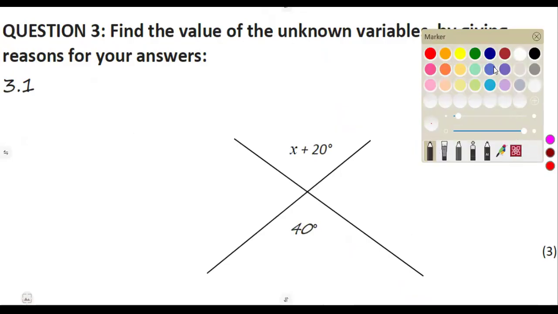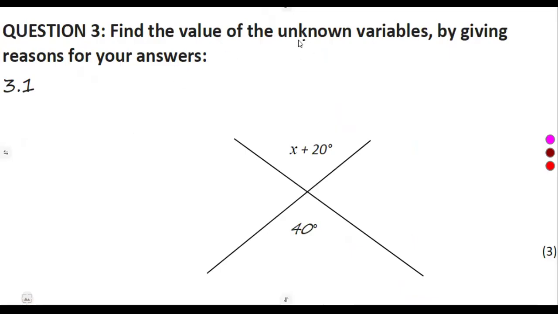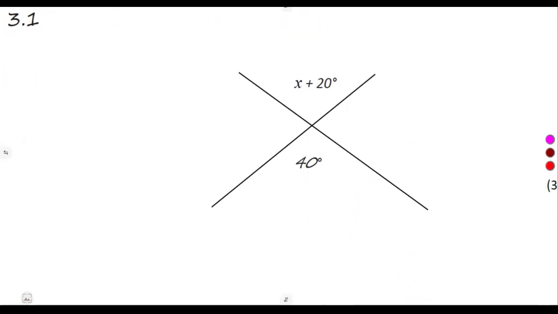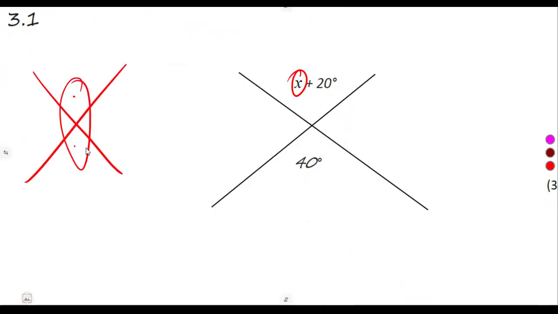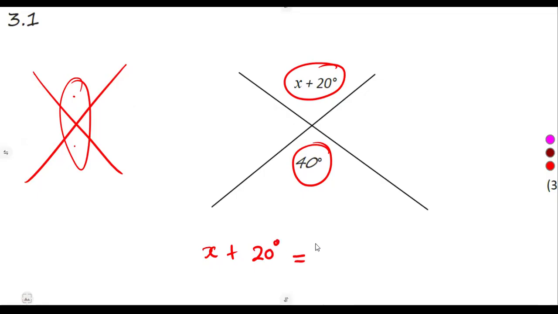All right. On question 3, we are given: find the value of the unknown variables by giving reasons for your answers. That's 3.1. The variable that we are given there is x. So it's just like solve for x. 2 straight lines from our geometry of straight lines where they meet like this. Vertically opposite angles are formed. And we do know that vertically opposite angles are equal. So thus we can form an equation: x plus 20 degrees is equal to 40 degrees. These are vertically opposite angles.